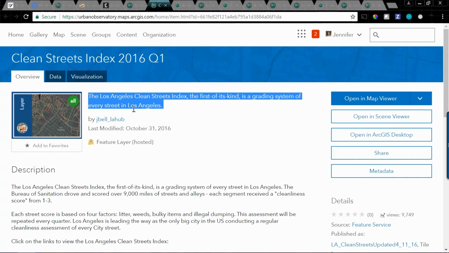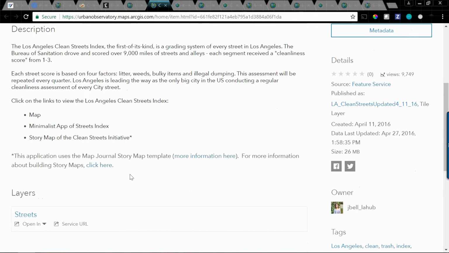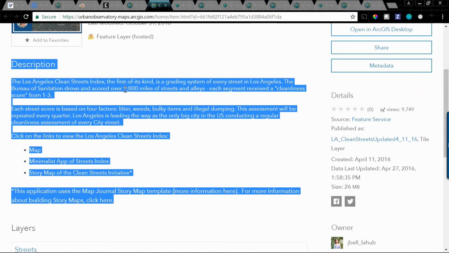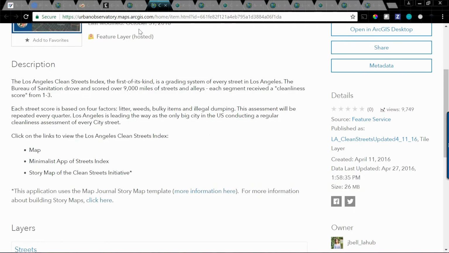In one sentence, what is this layer? It's the first of its kind grading system of every street in Los Angeles. Oh, okay, I'm interested. What is this layer? And you get a full description with links to additional information, right?